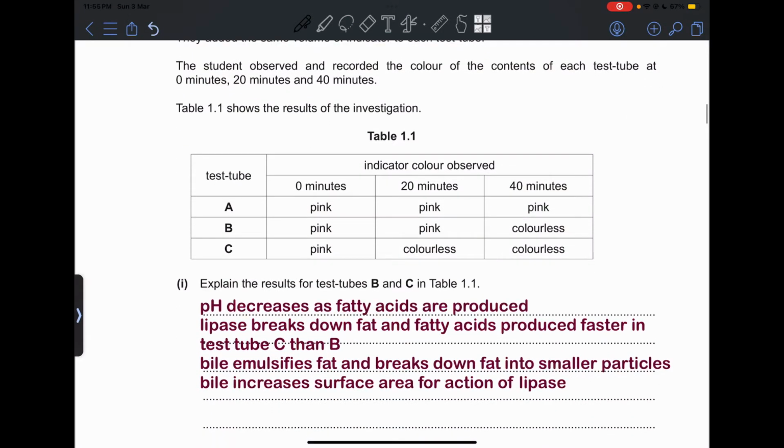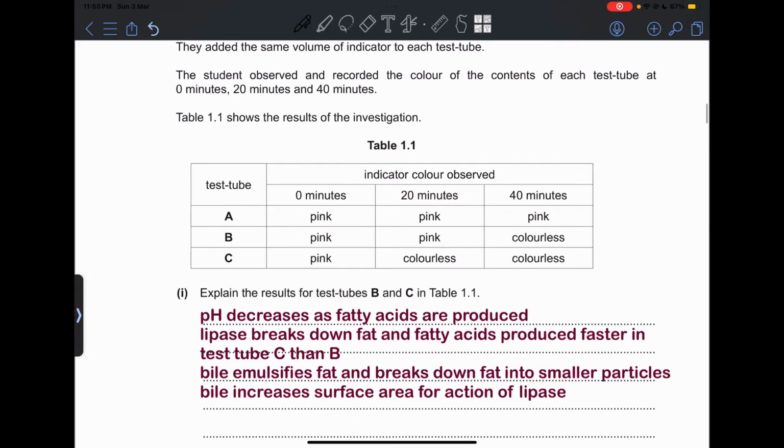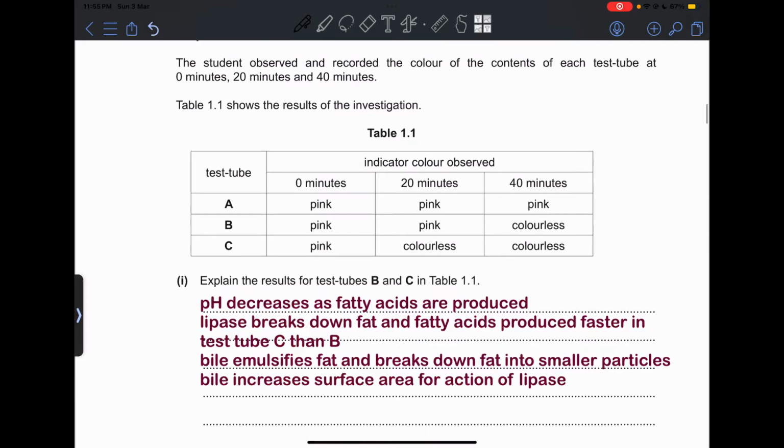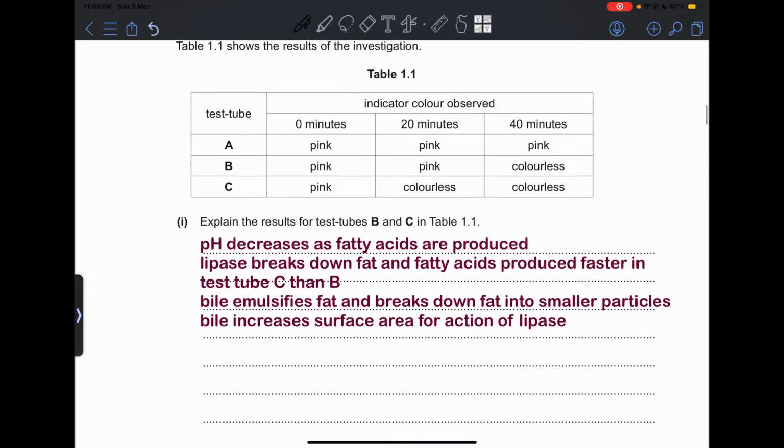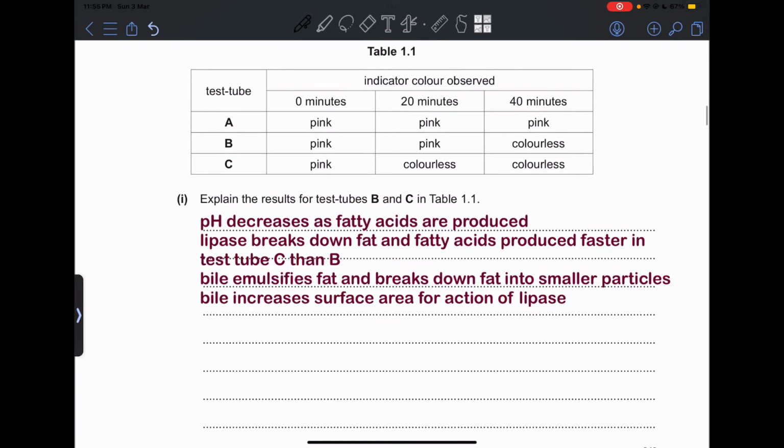So over here we can see that B was taking more time to become acidic. Unlike test tube C, which turned acidic, colorless, in less than 20 minutes, B actually took more than 20 minutes to become colorless, which indicates that it was acidic. Now let's see the question. Part i says explain the results for test tubes B and C in table 1.1. So you have to say why there was a change.